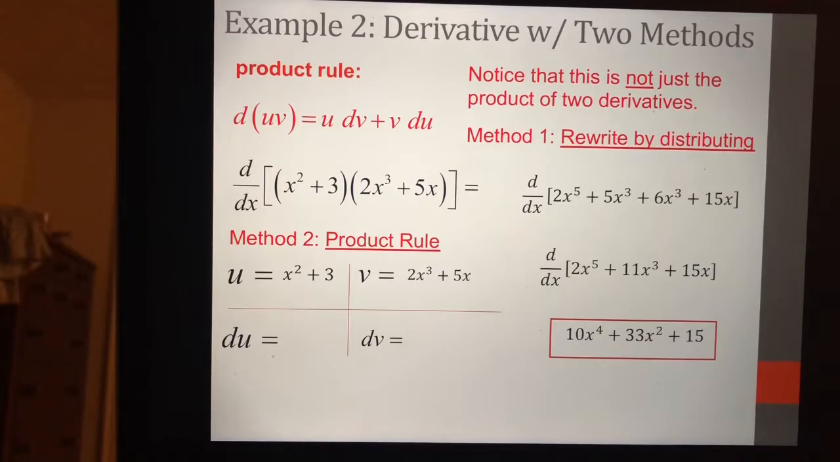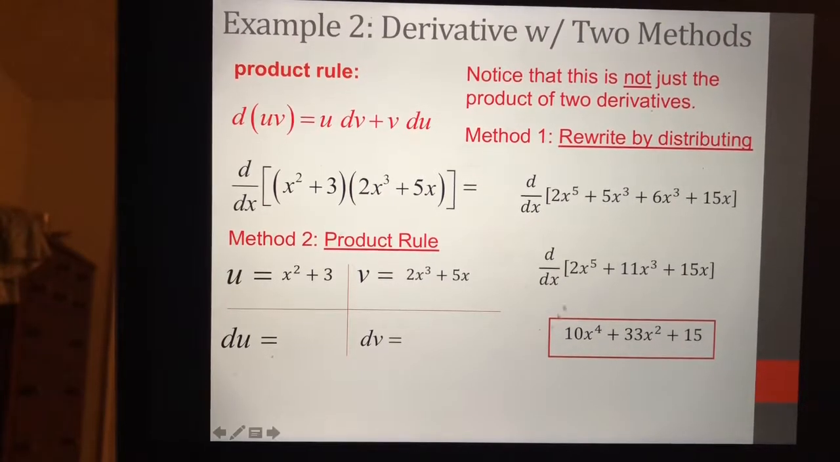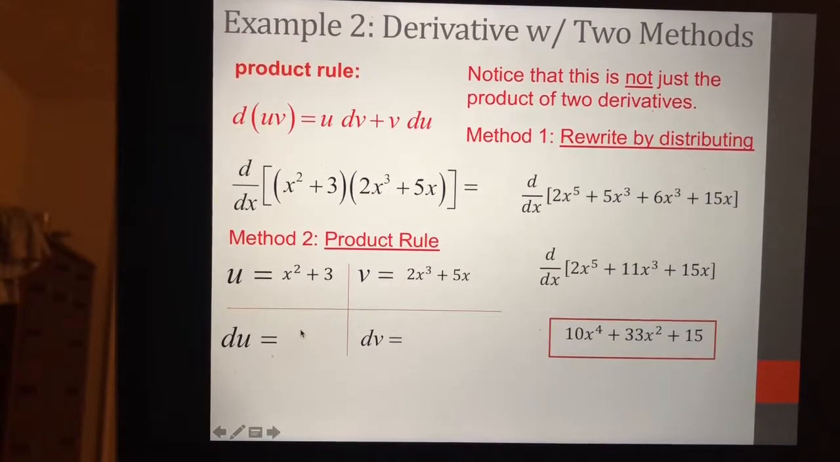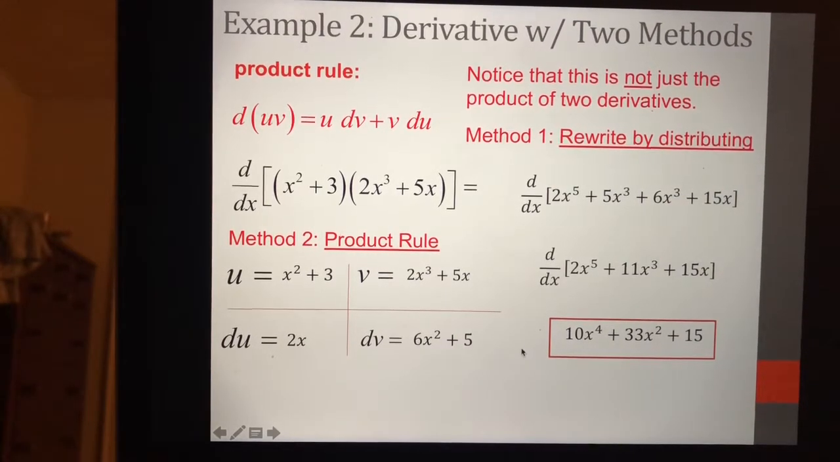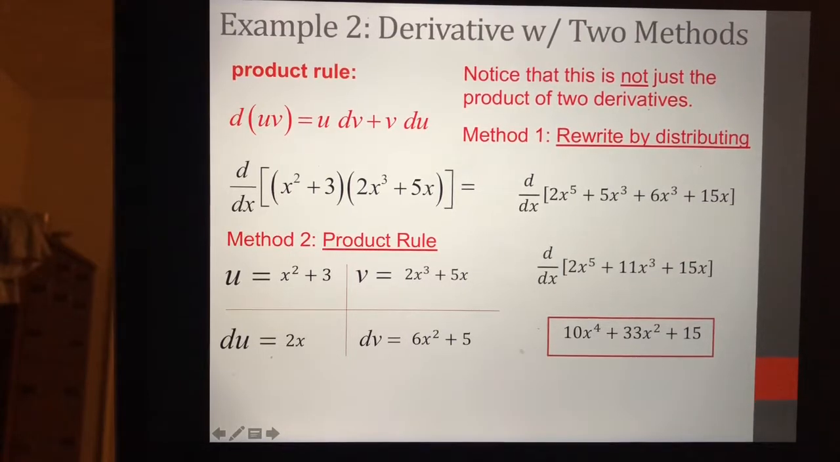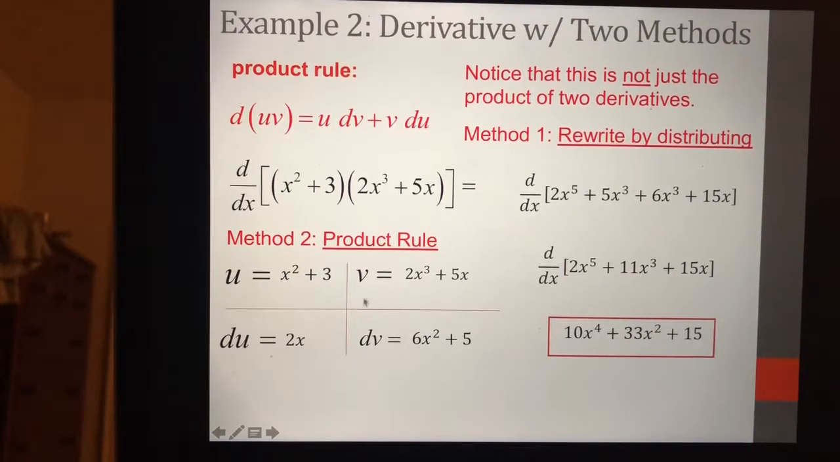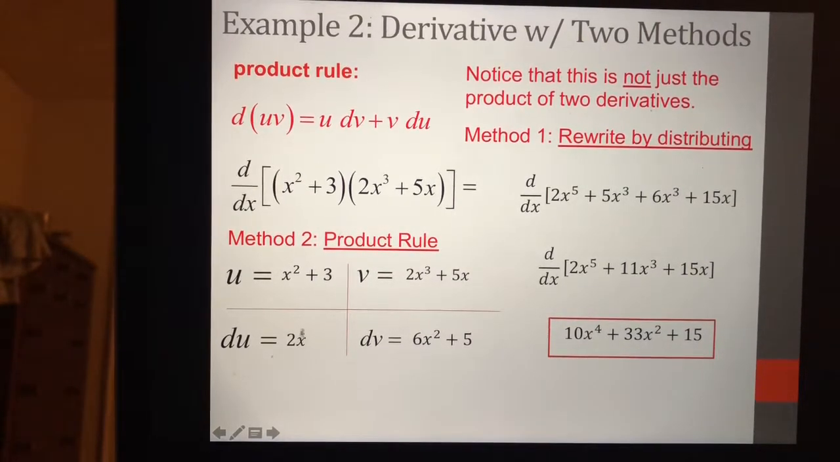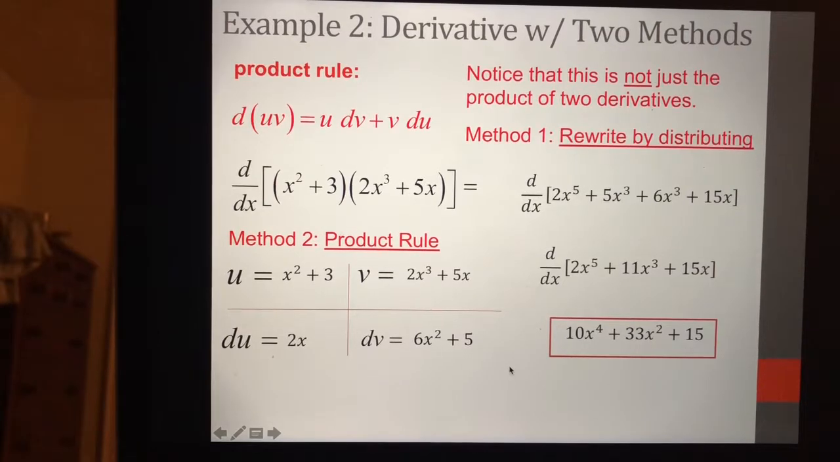What's the derivative of x squared plus 3? It is 2x. What's the derivative of 2x cubed plus 5x? It is 3 times 2, 6x squared plus 5. All right, so now, using the product rule, you're going to do crisscross and then sum them. u dv plus v du. So go ahead, write that out.